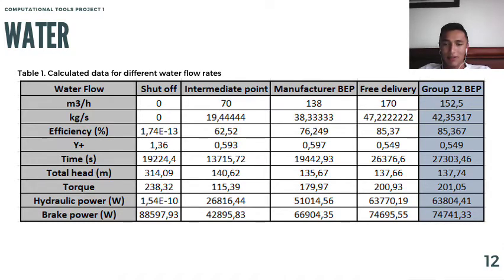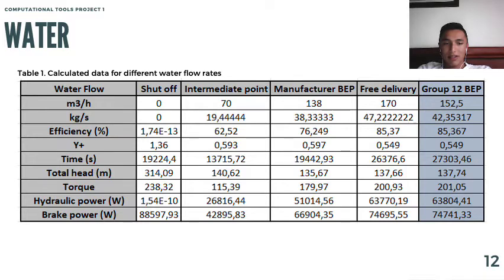And the fifth value is the BEP obtained by the group, with a value of 152.5. That value is obtained from the results I mentioned before. The most important values of the graphic are the efficiency and the total head. We can observe that for efficiency, the best value is the free delivery and the BEP of the group.